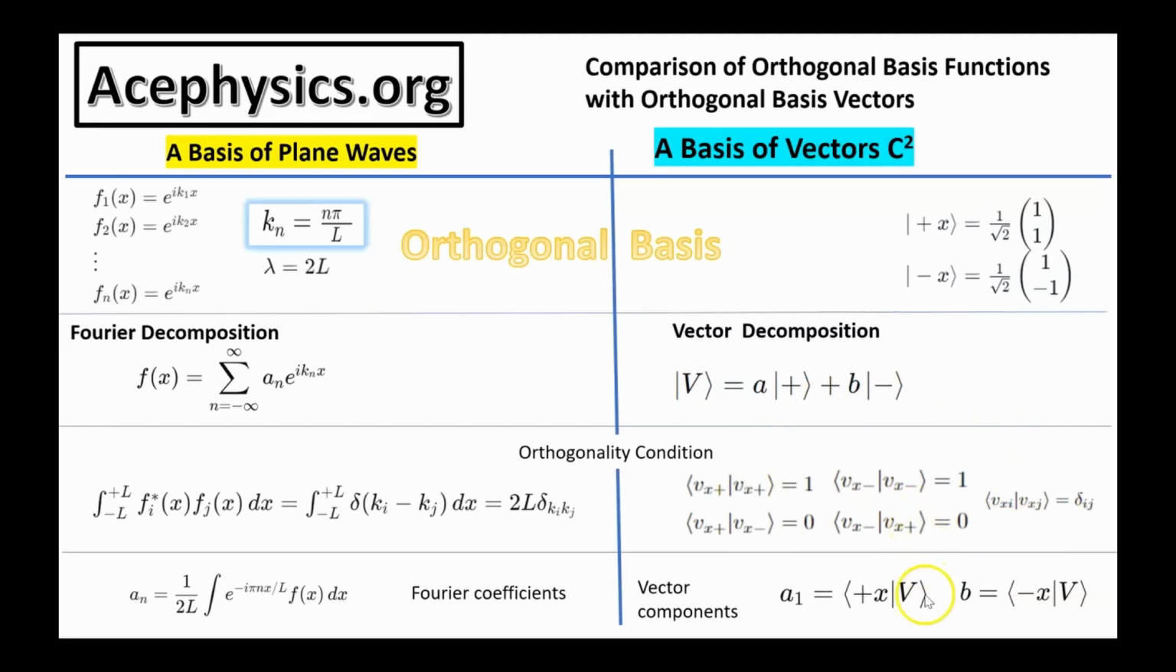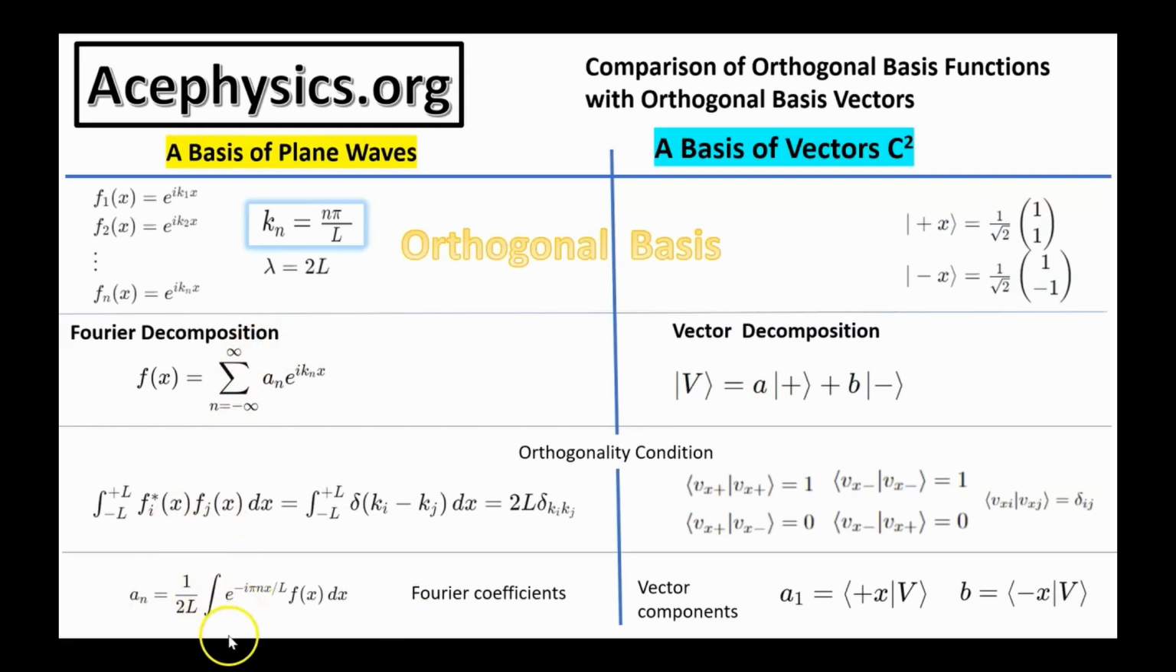If I know some vector v, and I want to know how much of that vector is in the plus x basis, I take the inner product of plus x with v, and that tells me a. And if I want to know how much of the vector is in the minus x basis, I'll take the inner product of minus x with v, and that would give me b. In a similar way, if I know some function f of x, and I want to know how much of that function is in a given basis function, so if I'm looking for a sub n, I can calculate a sub n by doing this integral.